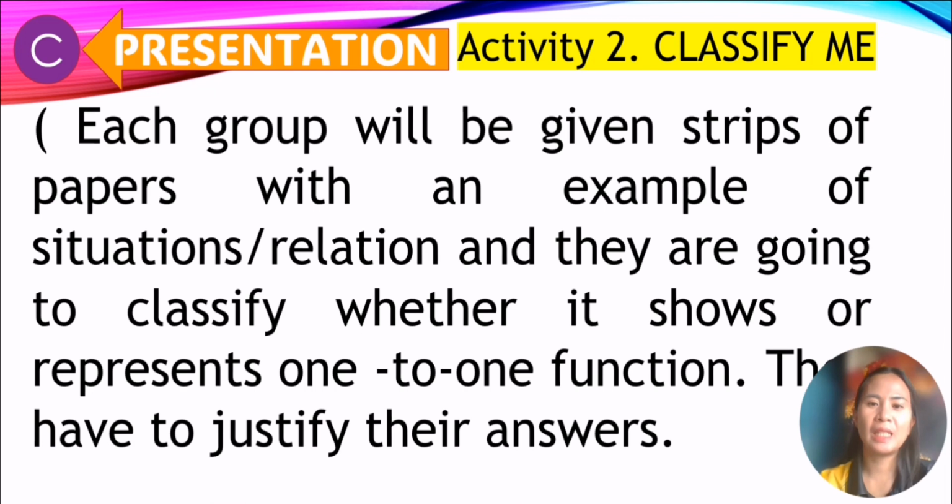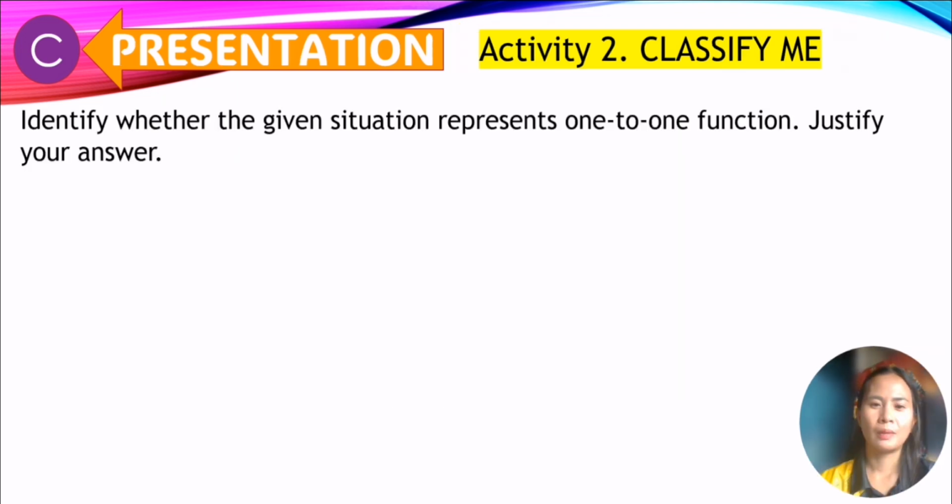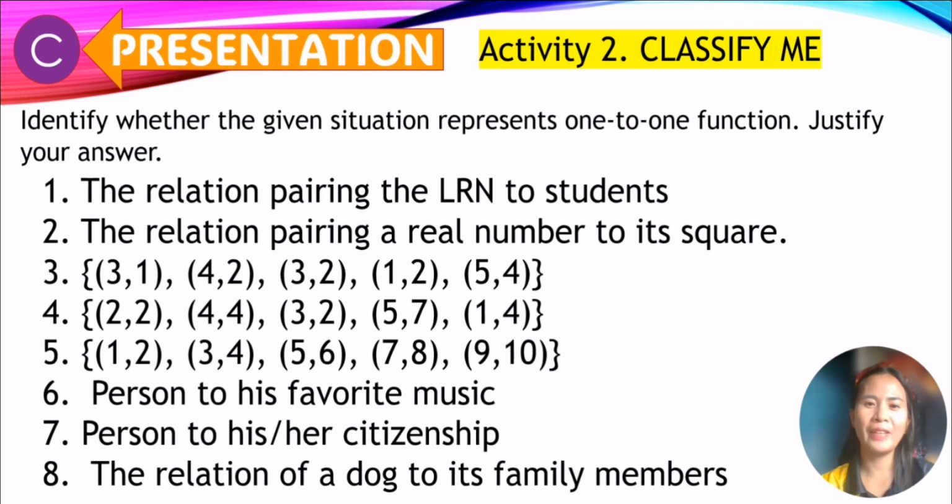Another activity here. Each group will be given strips of paper with an example of situation or relation, and they're going to classify it whether it shows or represents one-to-one function. You have to explain your answer. On the right side of the board, paste those examples which you think is one-to-one, and on my left if it is not one-to-one. Okay, time is up. It's time for you to explain your answers.